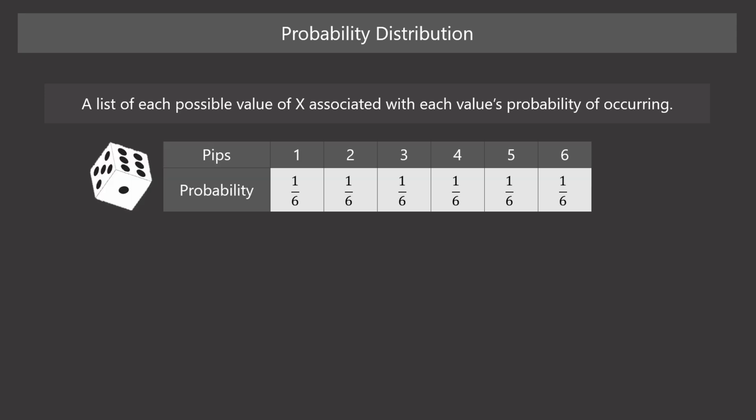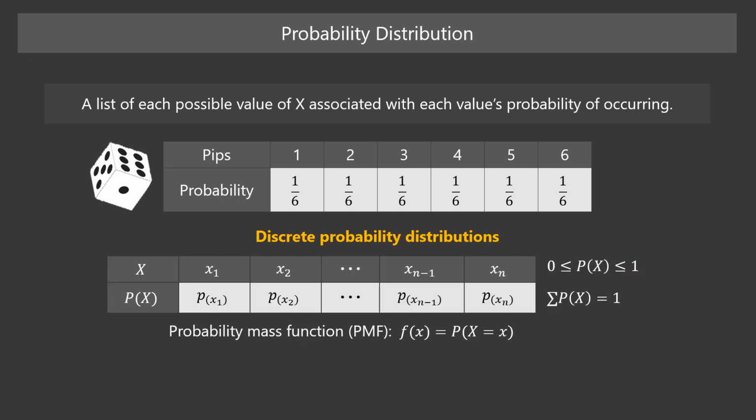For instance, the probability distribution of the outcome of throwing a six-sided die can be expressed in this way. Pips of a die is a discrete random variable. Probability distribution of a discrete random variable is called a discrete probability distribution. In general, a discrete probability distribution can be expressed in this way.